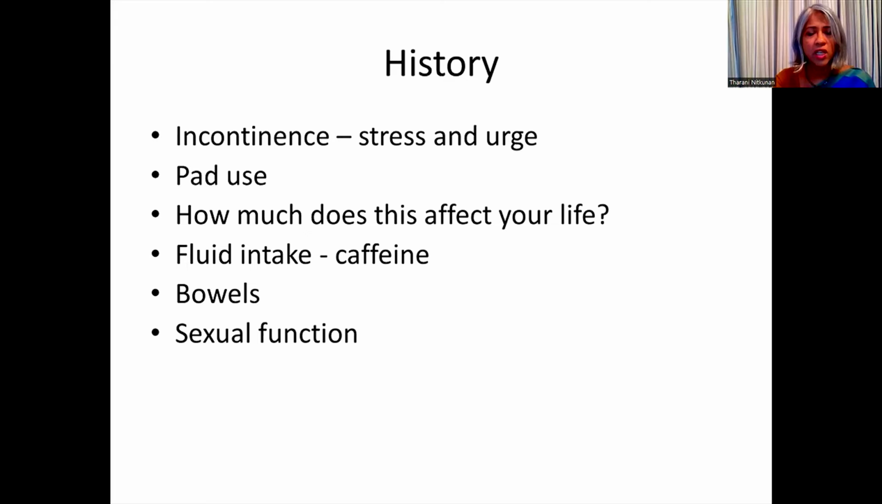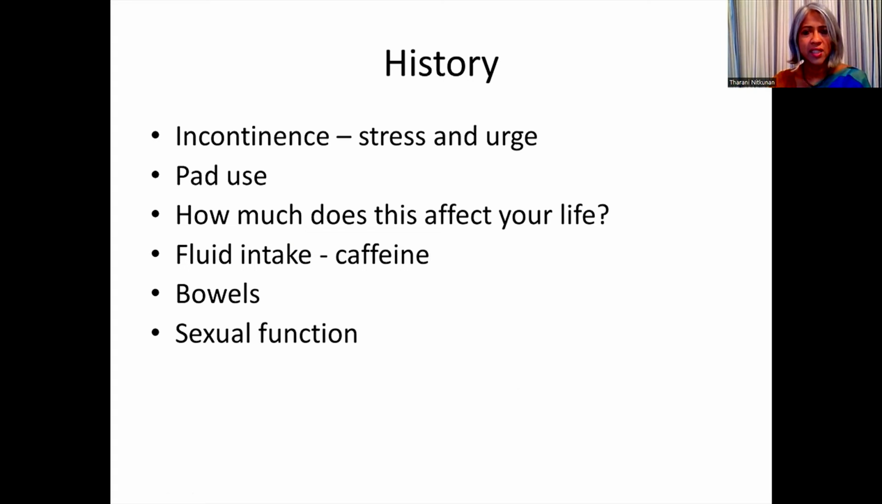More in the history. Is there stress? Is there urge incontinence? What about pad use? How does this affect your life? What about fluid intake? We know that fluid intake may be restricted in the Sri Lankan population, where they're worried about where they're going to go to pass urine during their normal day if they're moving out of the home. How about bowel function and sexual function?